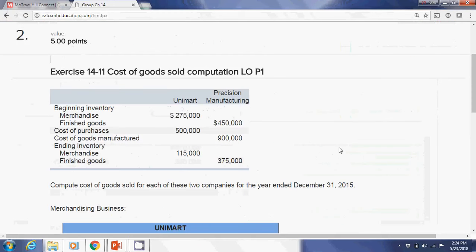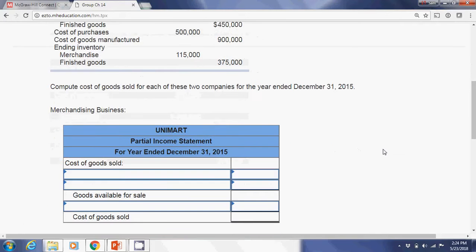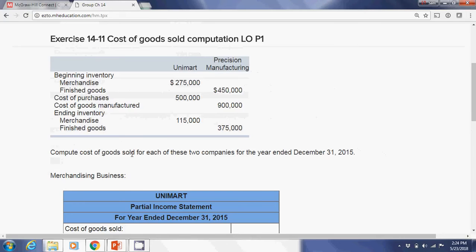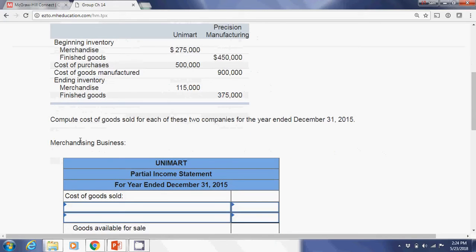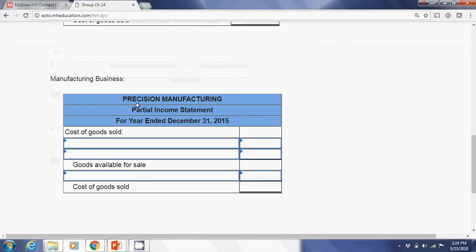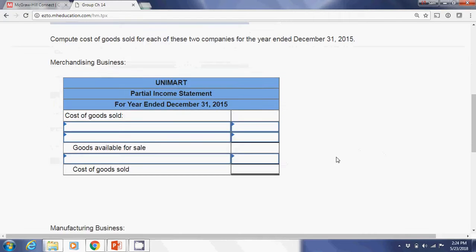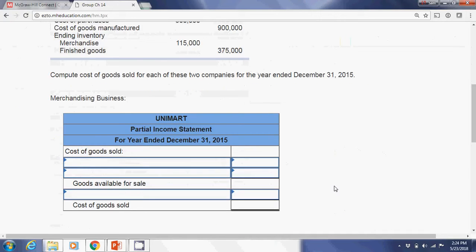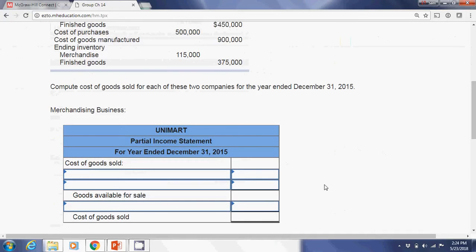And here we're looking at 1411, which says cost of goods sold computation. Hopefully you remember what that is. We'll see if we can figure it out. They're wanting us to complete cost of goods sold for each of these two companies. One of them is a merchandiser, that's Unimart. And then the manufacturing business is going to be Precision Manufacturing, and they've given us data for both. So here is the partial income statement that they're asking us to fill out.